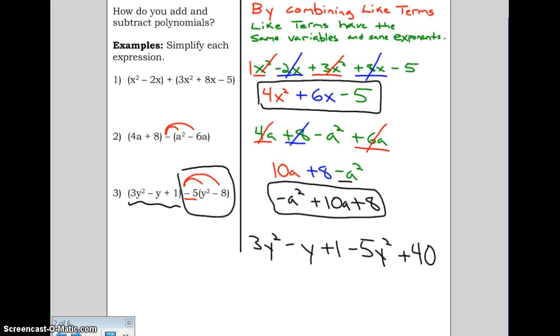All right. So now we're going to go ahead and combine like terms. Let's start with 3y squared. What can I combine that with? -y, no. 1, no. Oh, -5y squared. It's important to make sure that you're paying attention to the term and the operation sign that comes before it. So 3y squared minus 5y squared is going to give you -2y squared.